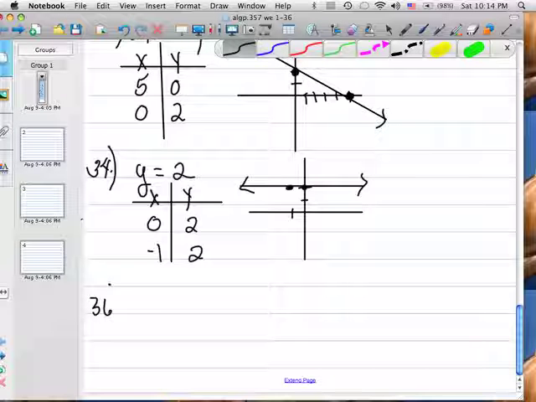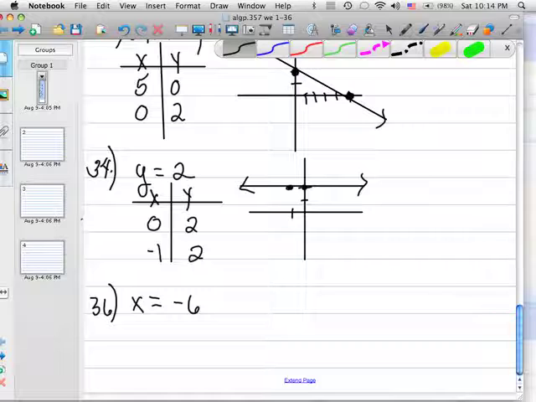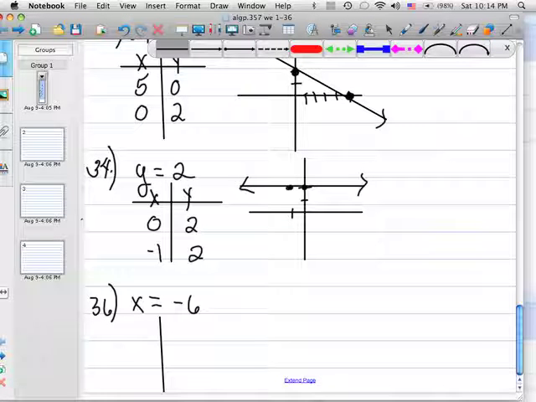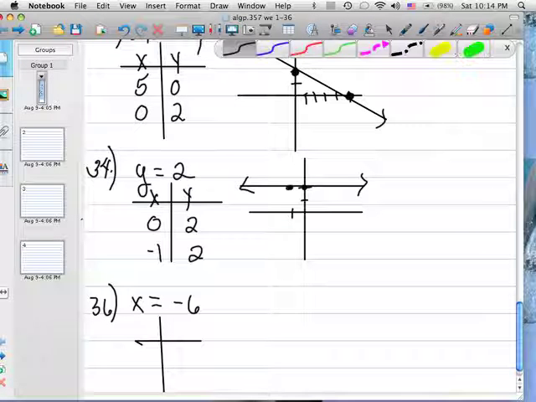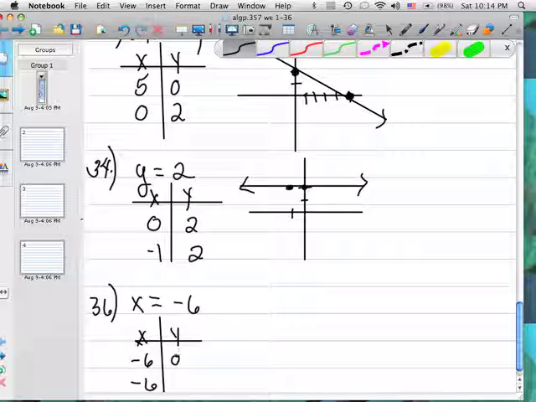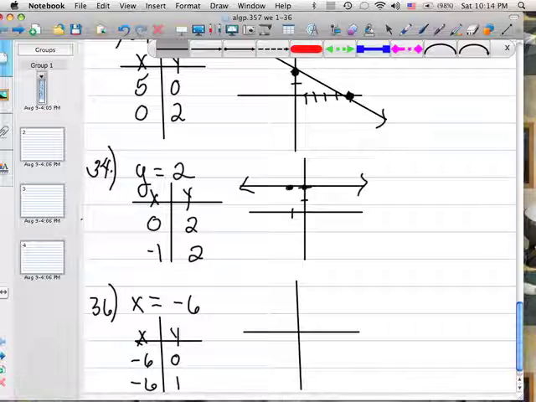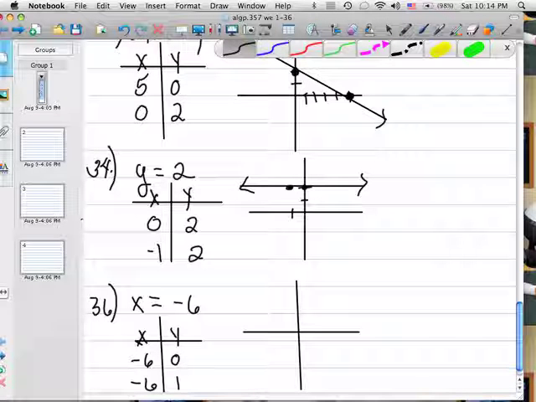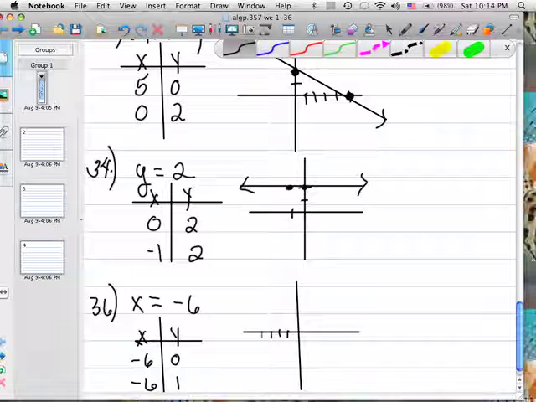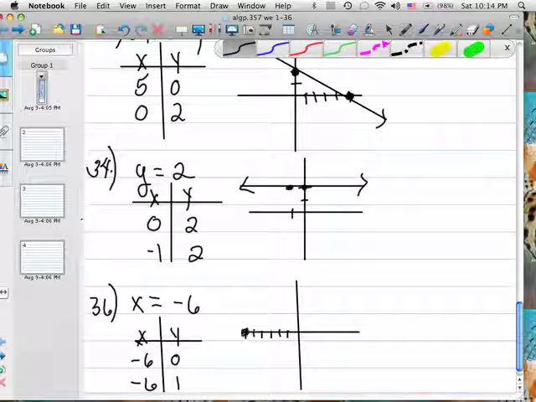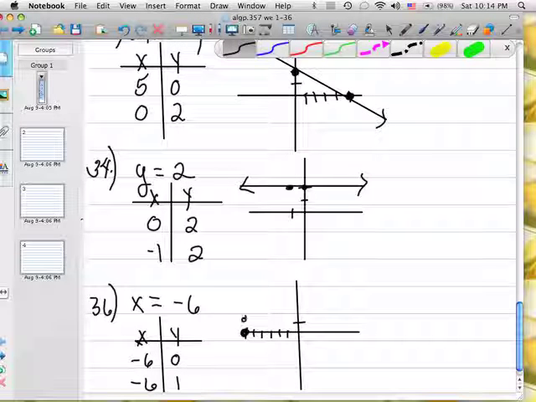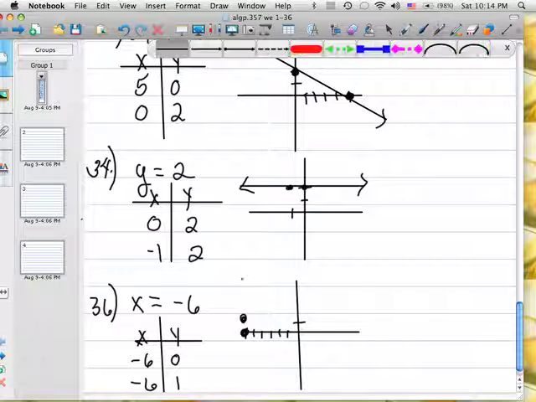And 36, x equals negative 6. So the ordered pairs that work, x will always have to be negative 6. So negative 6, negative 6, I could let y be 0, and y could be 1. So this is going to be a vertical line. So x is negative 6, y is 0, x is negative 6, y is 1, and it's a vertical line.